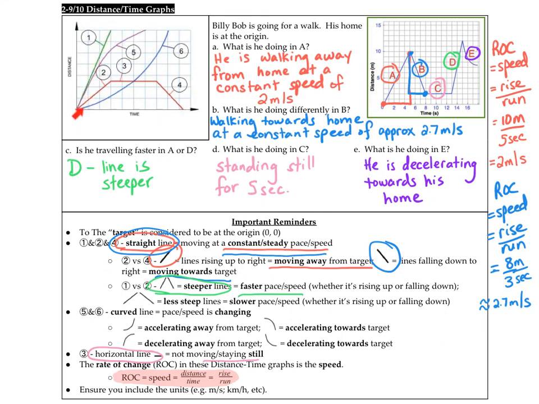And to find out if he's accelerating or decelerating, you have to see how the steepness changes. This line number 5, it starts steep and then becomes less steep, so that means he's slowing down, he's decelerating. This blue line number 6, it starts off less steep and then it becomes more steep, so he's picking up speed, so he's accelerating.